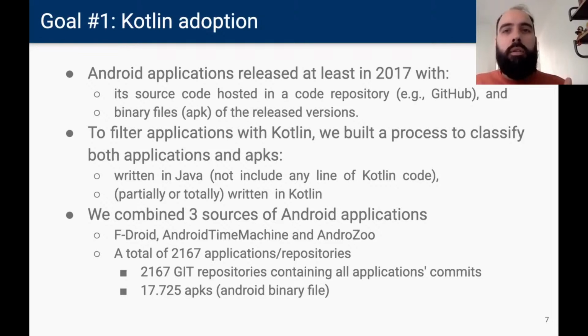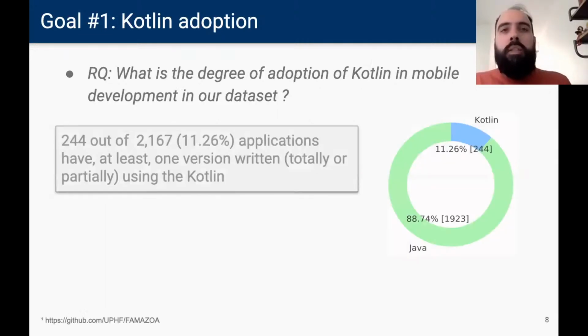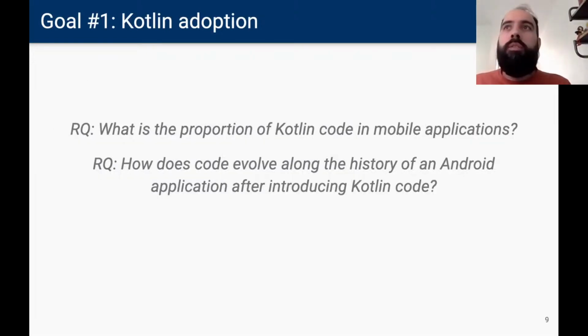We collected a total of 2,167 applications and their repositories, and more than 17,000 APKs, the binary files. So we found that 244 out of 2,167 applications, around 11%, have at least one version written totally or partially using Kotlin, as we can see in the plot. We also answered 2 more research questions, but for the sake of limited time, we are not targeting them in this presentation.